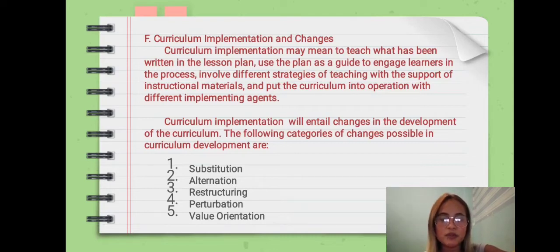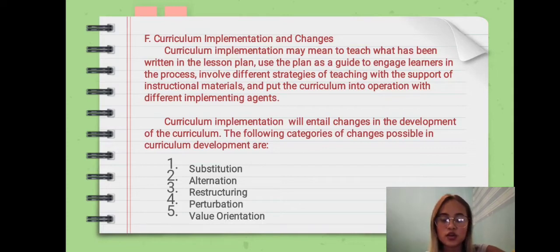Curriculum implementation may mean to teach what has been written in the lesson plan. Use the plan as a guide to engage learners in the process. Involve different strategies of teaching with the support of instructional materials, and put the curriculum into operation with different implementing agents. Curriculum implementation will entail changes in the development of the curriculum. The following categories of changes possible in curriculum development are substitution, alteration, restructuring, perturbation, and value orientation.